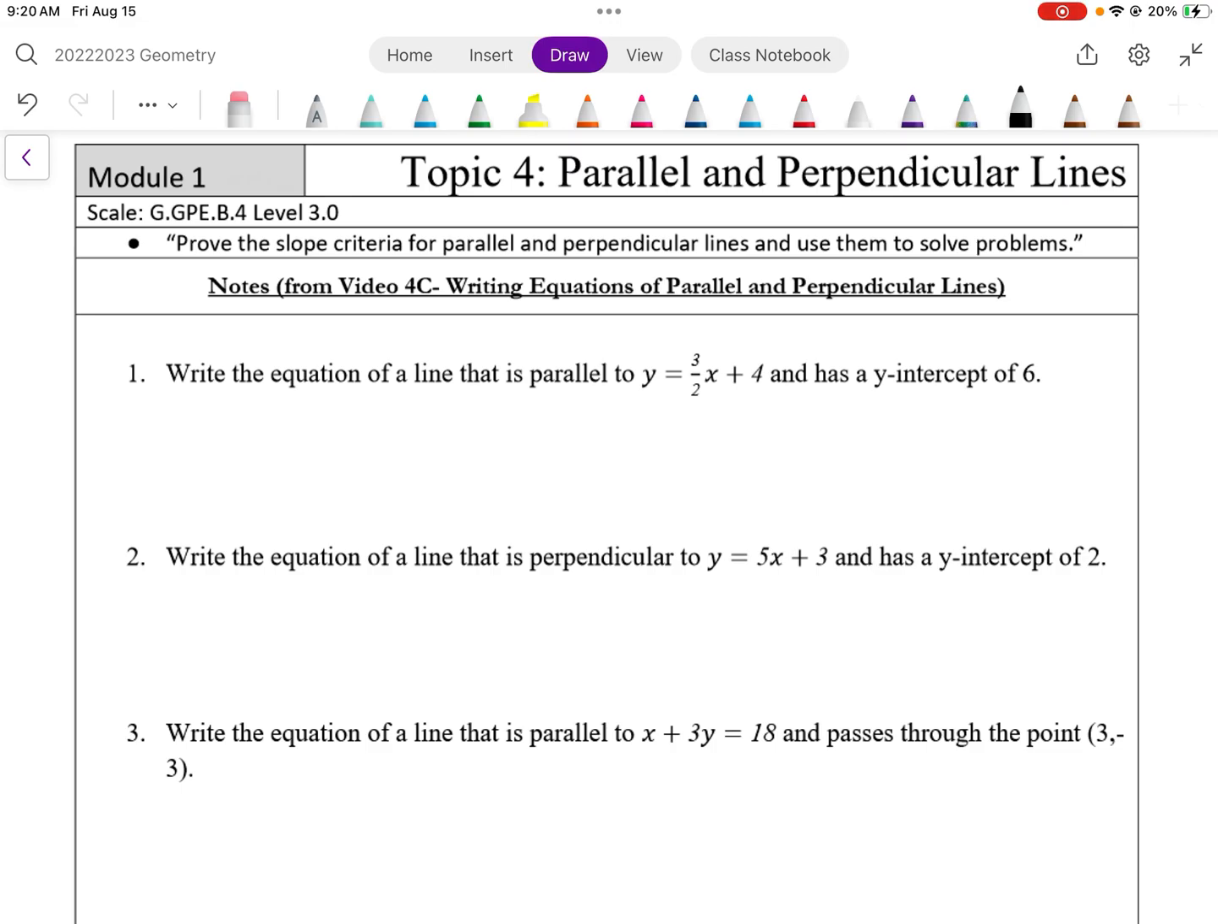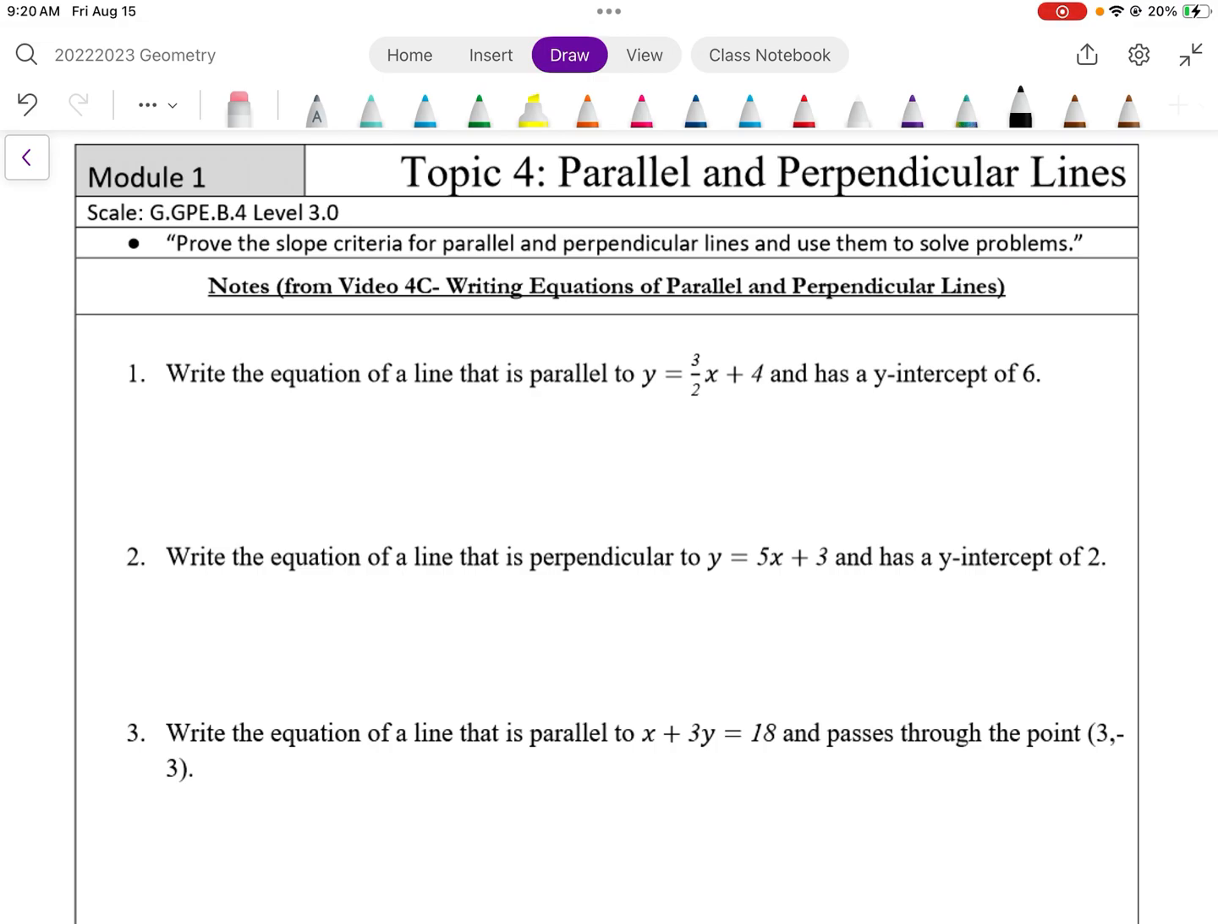Okay, this is topic 4, part C. We are finally getting into the 3.0 skills for our geometry scale, which is GPE B4. So after this kind of wraps this scale up. We didn't spend much time with the scale at all, but that's okay.